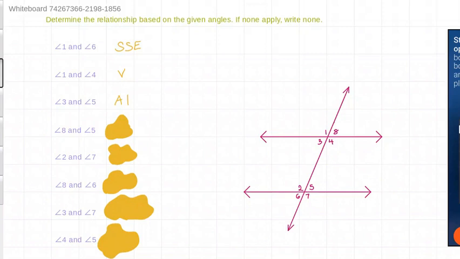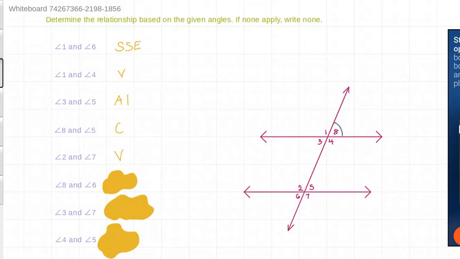Angle 8 and angle 5, they're both on the same side of the transversal, but angle 5 is on the interior and angle 8 is on the exterior. So these would be corresponding angles. Angles 2 and angle 7. Again, pretty easy to identify, right across from each other. These are vertical angles.